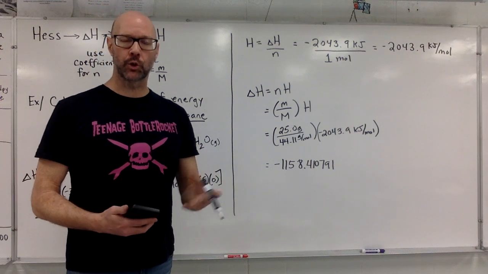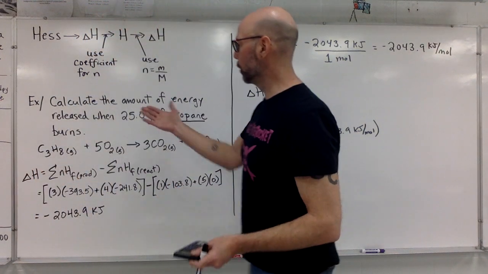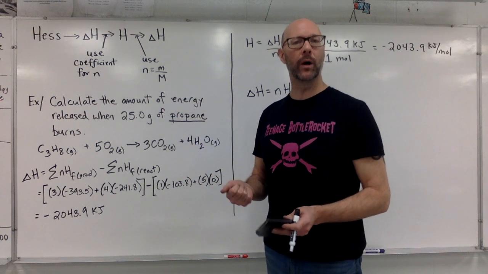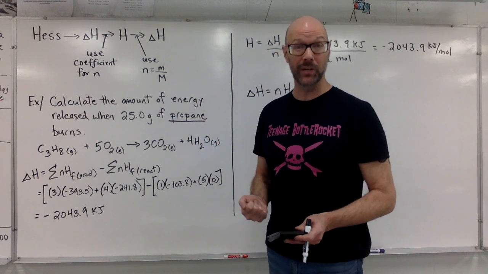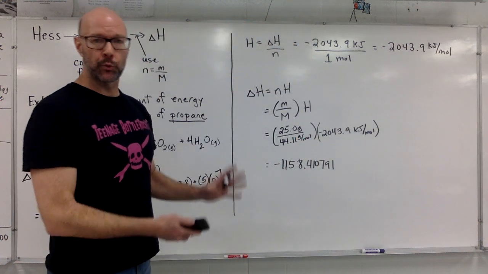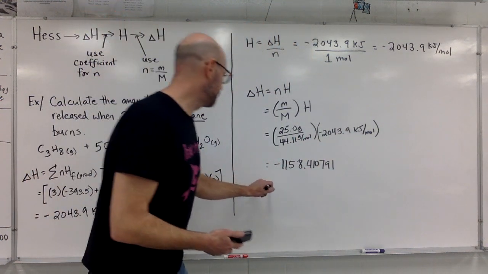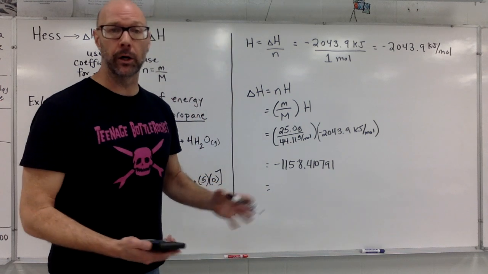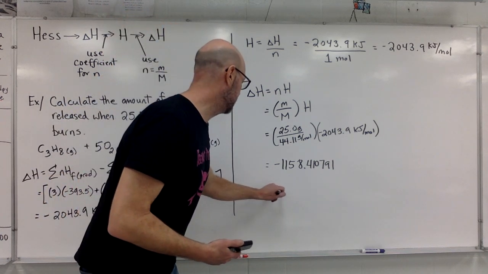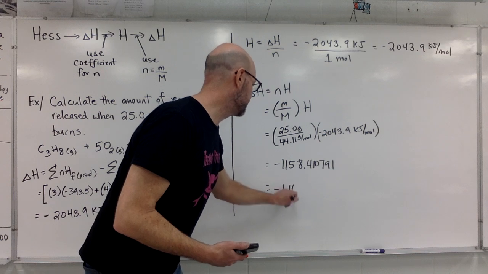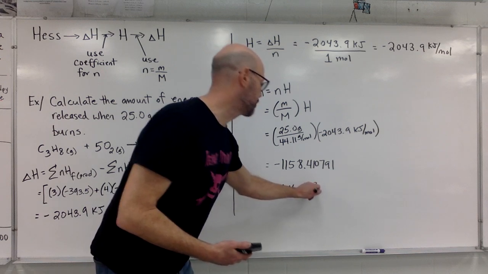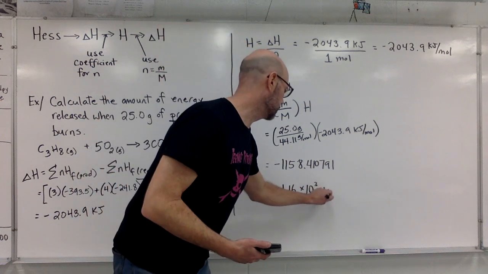To wrap up this question, let's go back to the wording of the problem itself. There's only one number, 25.0 grams. That's 3 significant digits. So here we need our 3 significant digits. Here, we're compelled to go to scientific notation. So it's going to be negative 1.16 times 10 to the power of 3 kilojoules.